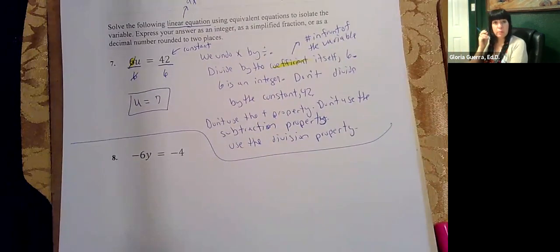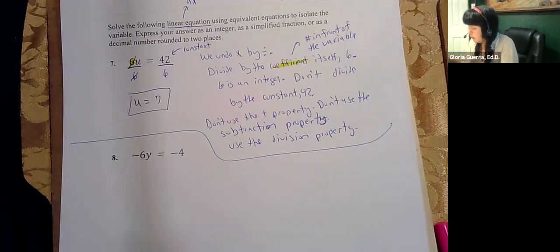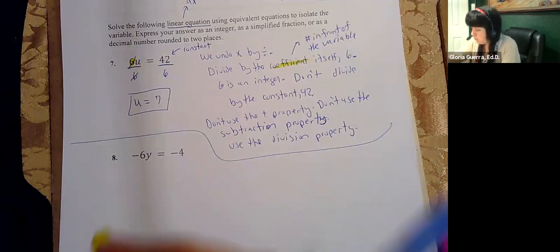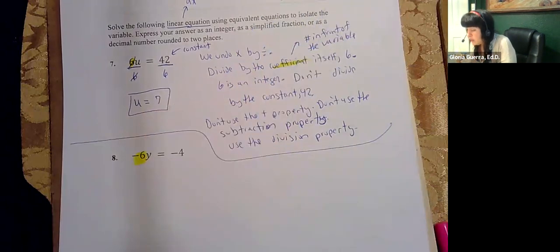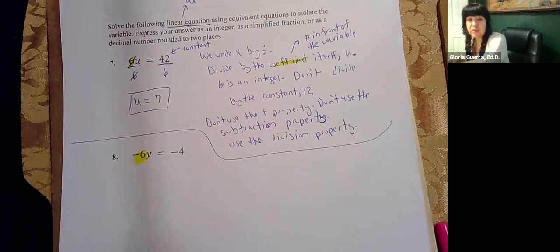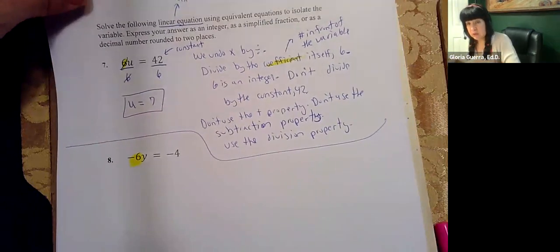Okay, so can everybody try 8? Pause the video and try 8. On 8, I hope you got, after I reduced it, 2/3. I got a fraction, 2/3. Hope you got the same thing. So 8 is -6y equals -4. So -6 times y equals -4.